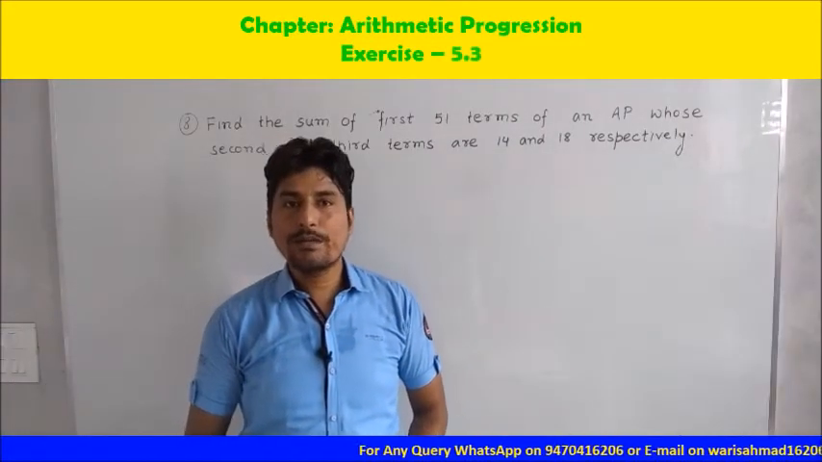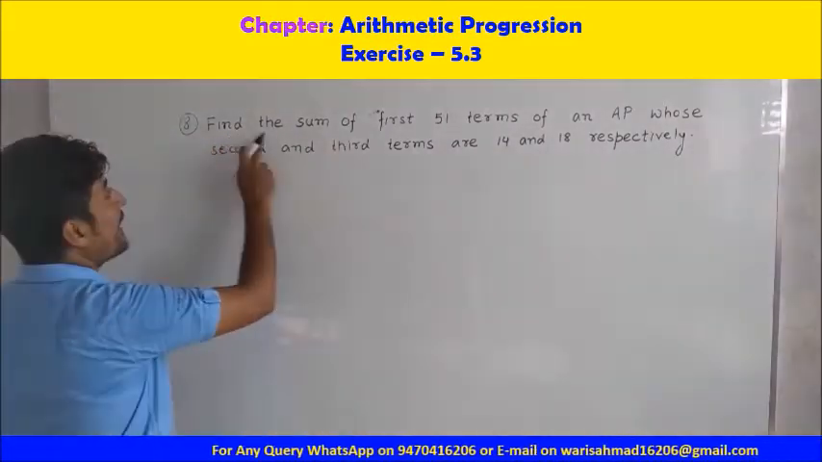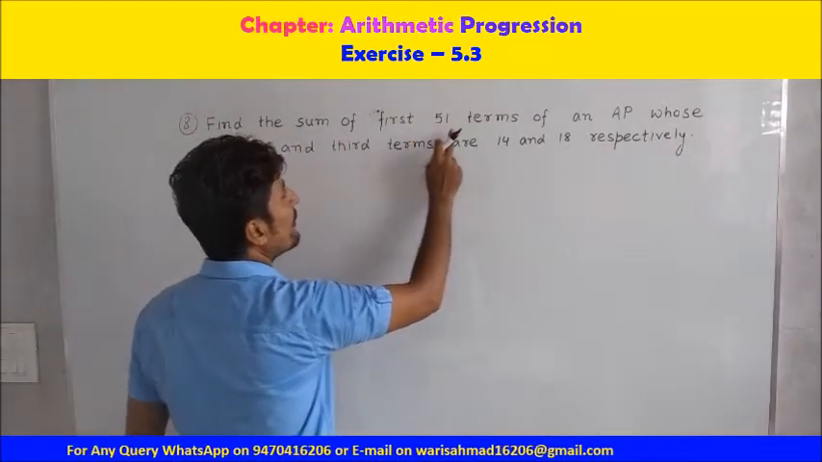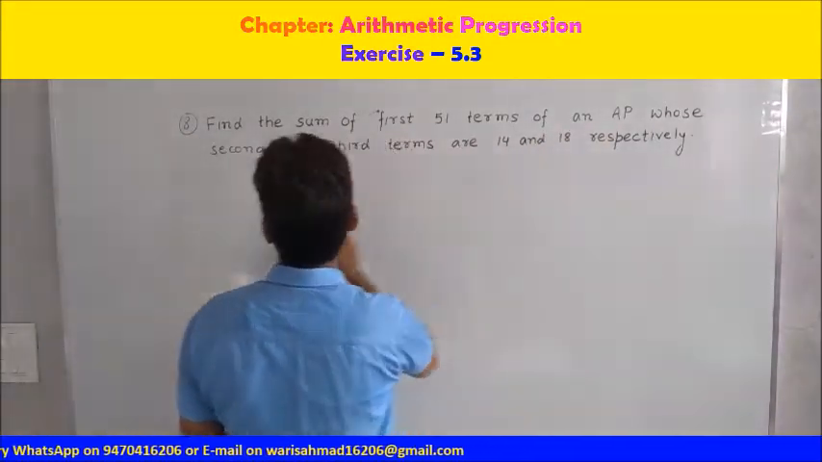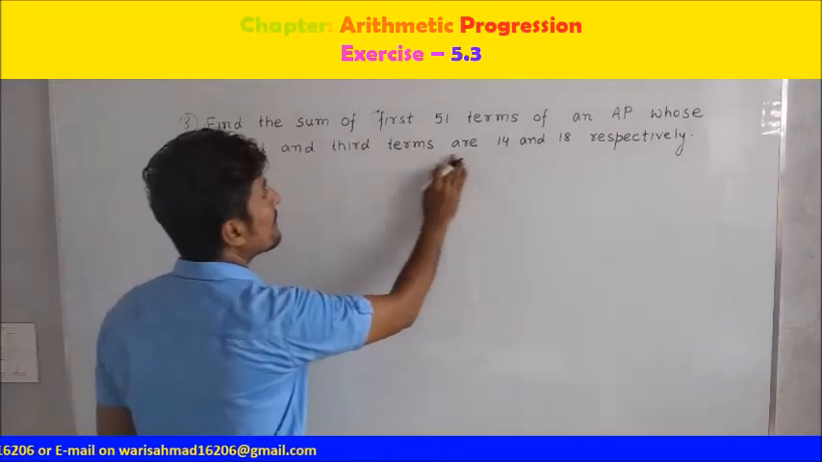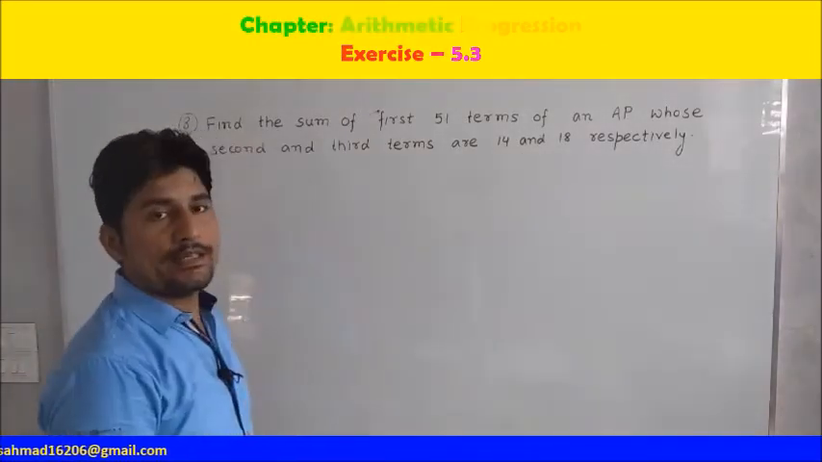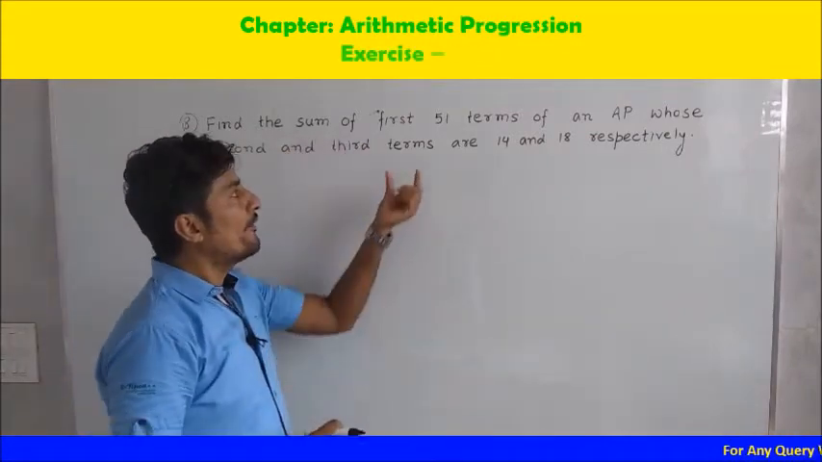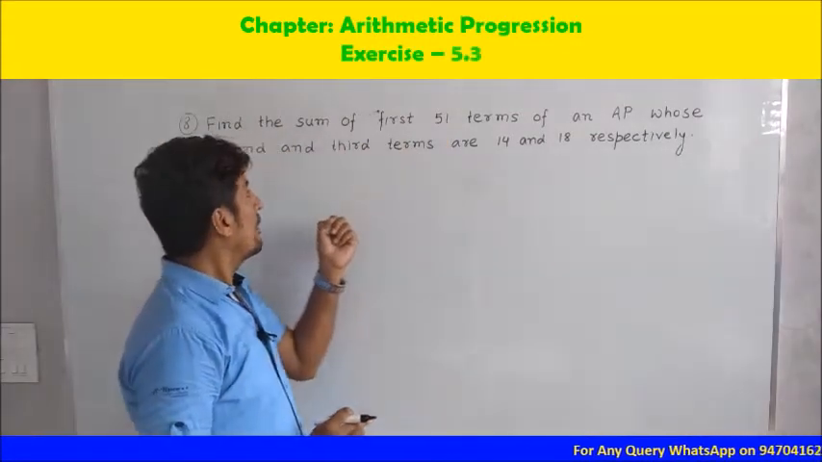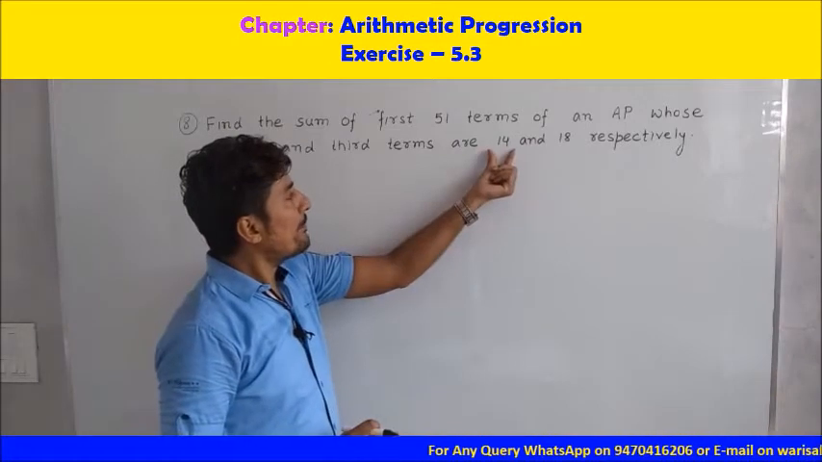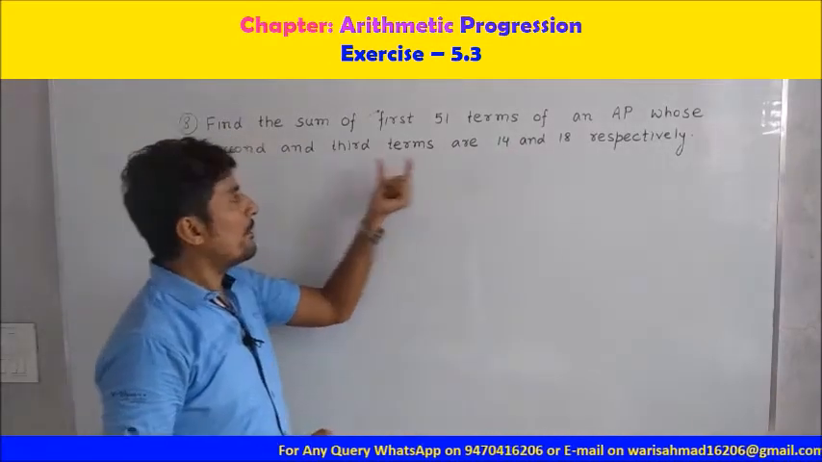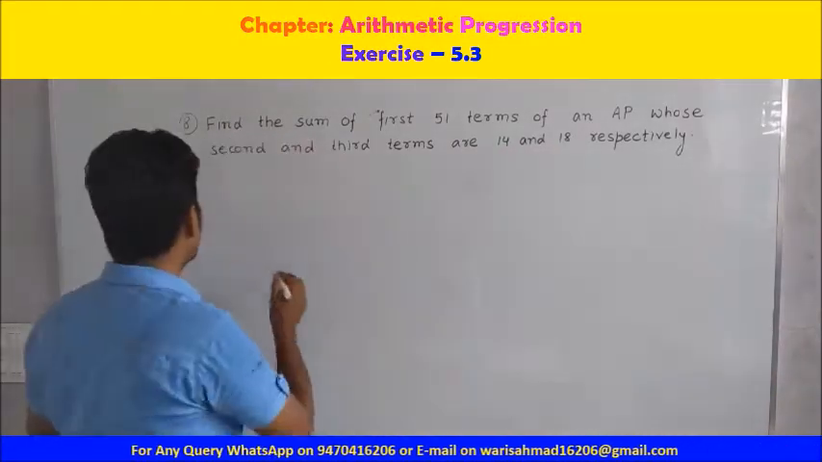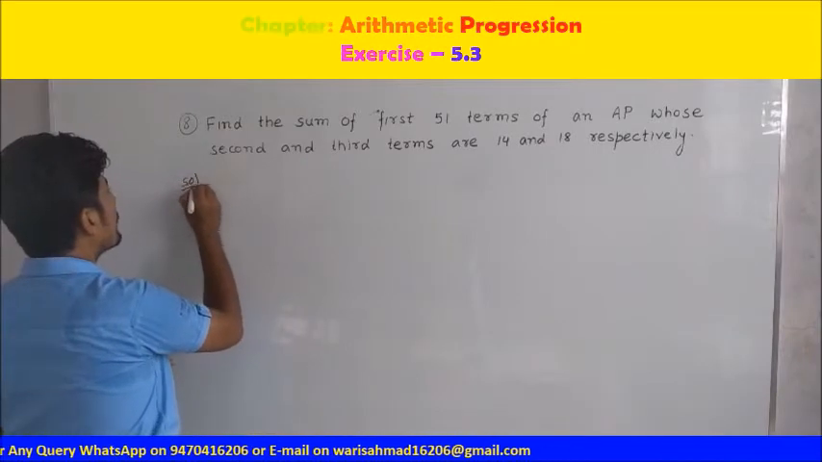Now let us see question number 8. Find the sum of first 51 terms of an AP whose second and third terms are 14 and 18 respectively. So here we have to find the sum of the first 51 terms of the AP, where the second term of the AP is 14, while the third term of the AP is 18. So let us see the solution of this question.